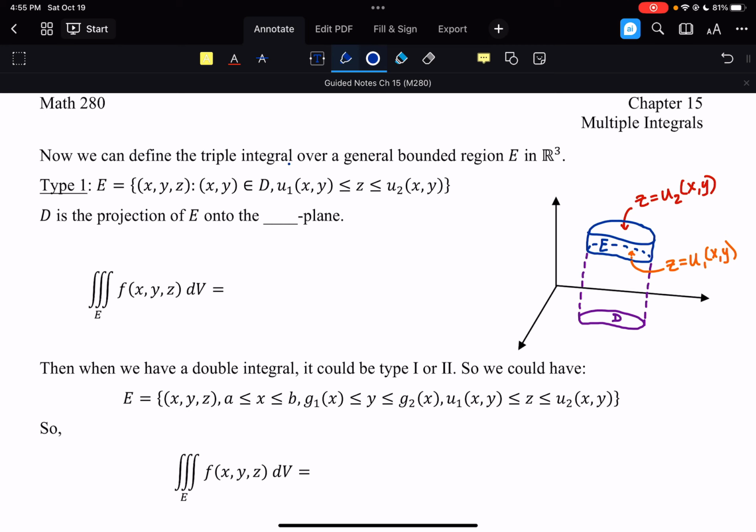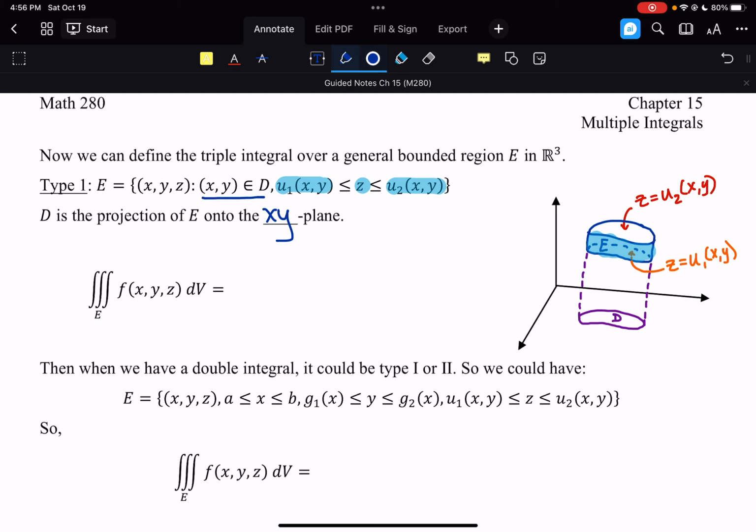So we're going to define a triple integral over a general bounded region E in R3. So for type 1, we've got z going between 2 functions of x and y, and then x and y are in the domain D. Okay, so if we look over here, we have our solid E here, and we have the bottom function in terms of x and y. We have the top function in terms of x and y. Z is going between the two of them, and it projects down onto the xy plane.